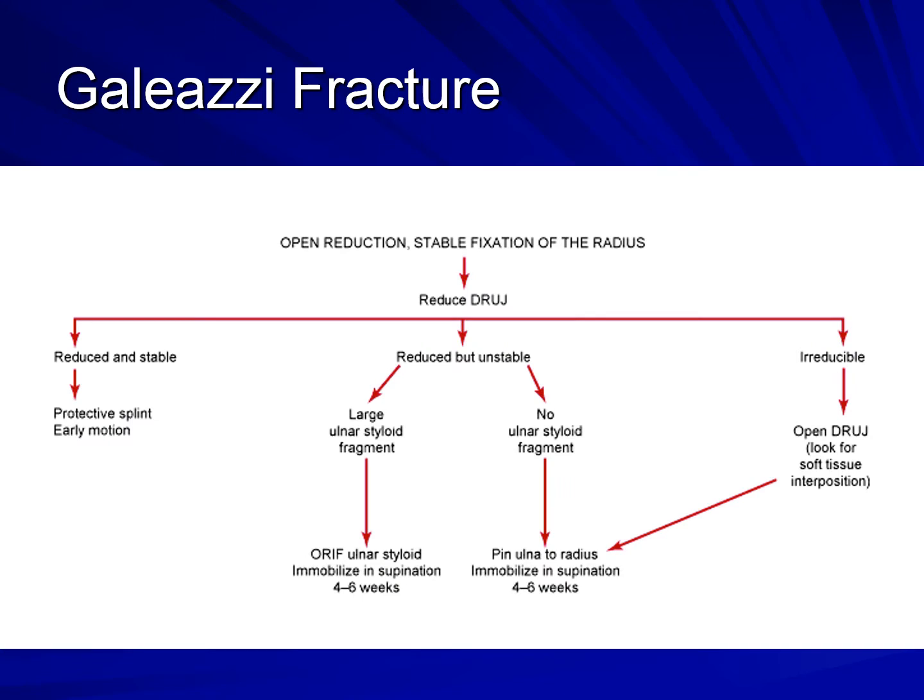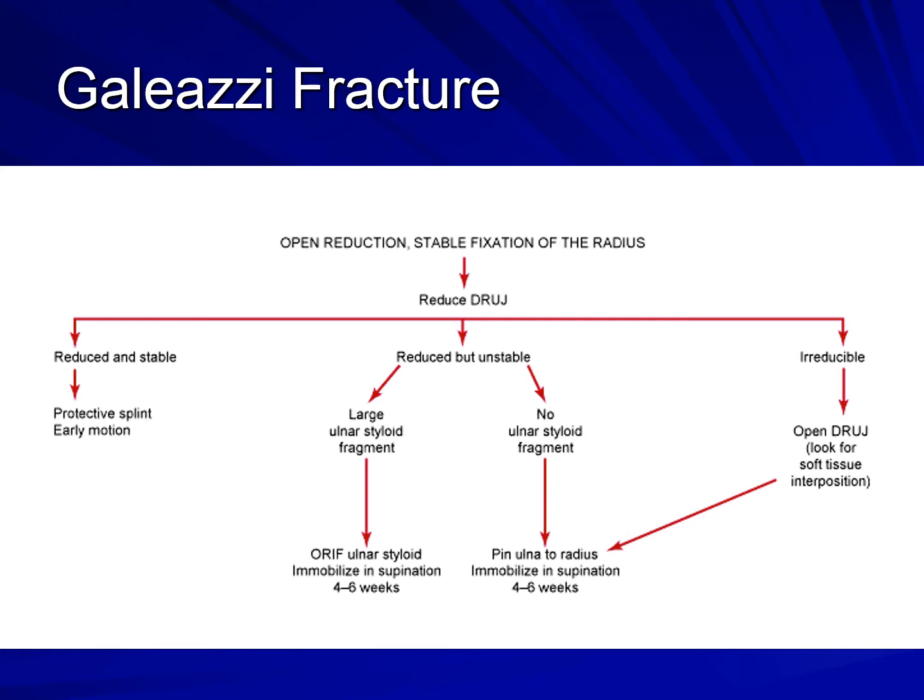This is the algorithm for management of the Galeazzi fracture, which includes open reduction and internal fixation of the shaft of the radius, and then intraoperative assessment of the distal radial ulnar joint. If the distal radial ulnar joint is reduced and stable, we allow a protective splint and early motion. If it is reduced but unstable, we search for styloid fractures of the ulna. If there is no styloid fracture fragment, K-wire fixation fixes the ulna to the radius and we immobilize in supination for about 4 to 6 weeks.